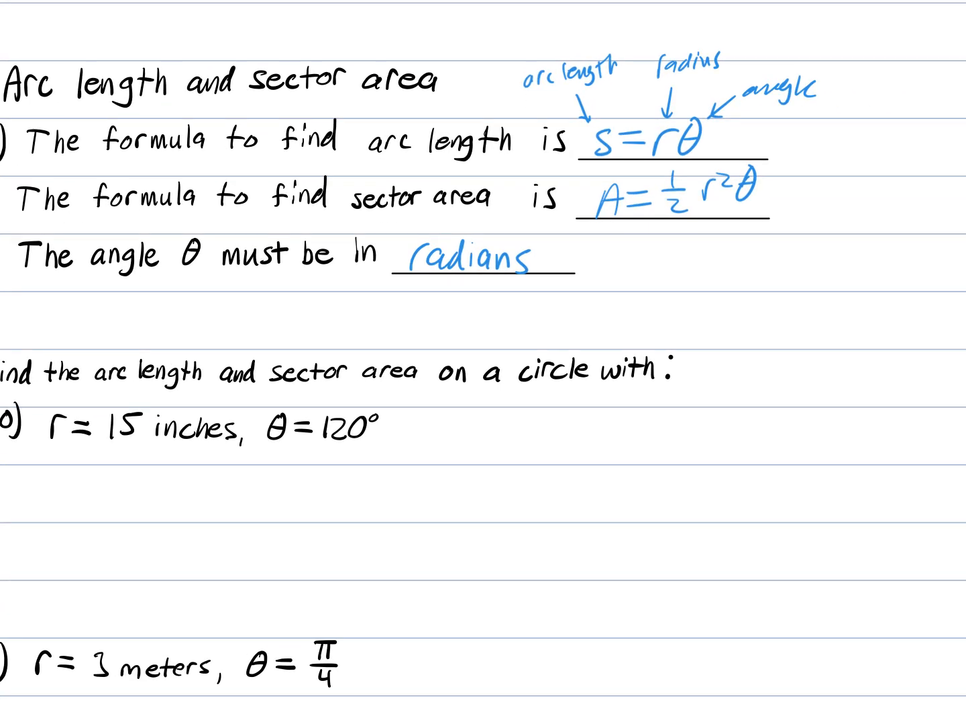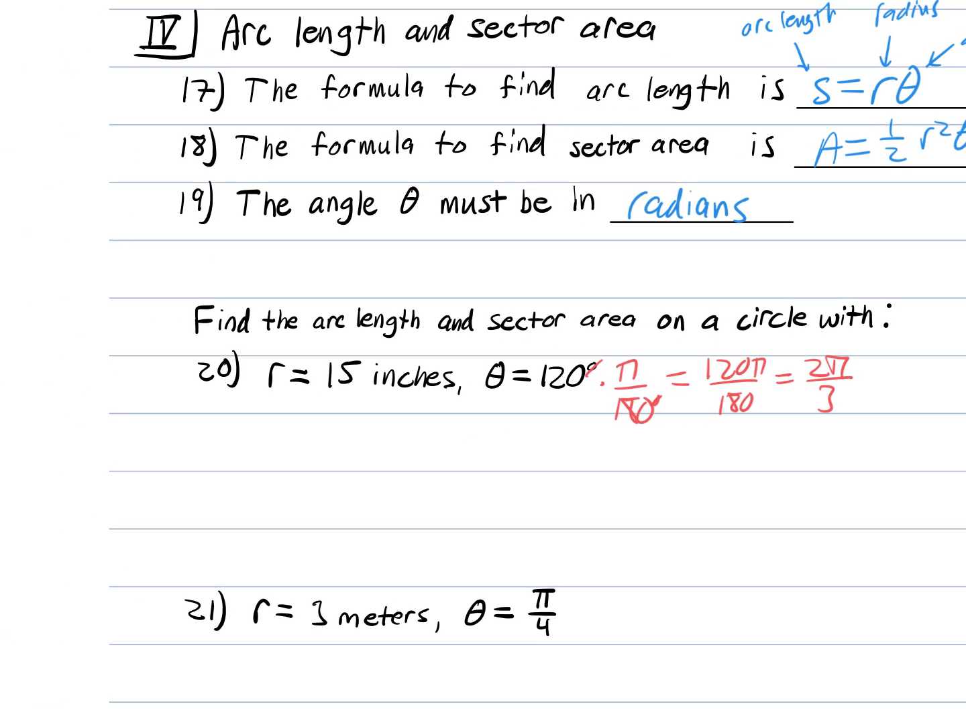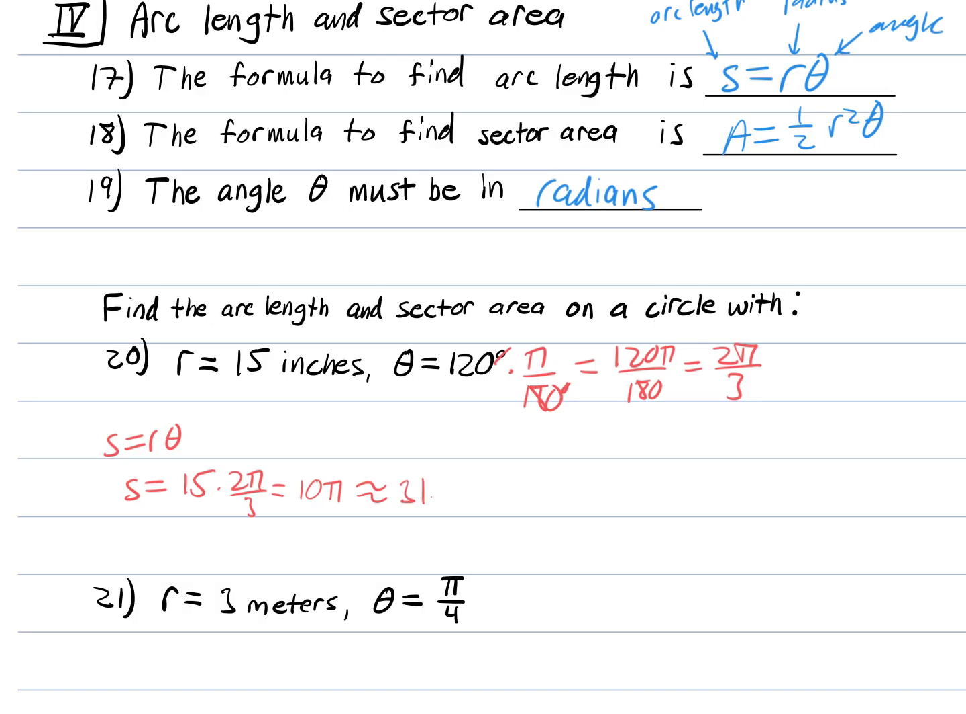So I'm going to take my 120 times pi over 180, and then you get 120 pi over 180, which gets you 2 pi over 3 when you fully simplify. Then I would use that in my formula. If I want S equals r theta, that's S equals 15 times 2 pi over 3. That simplifies to 10 pi, which to the nearest tenth is 31.4 inches.